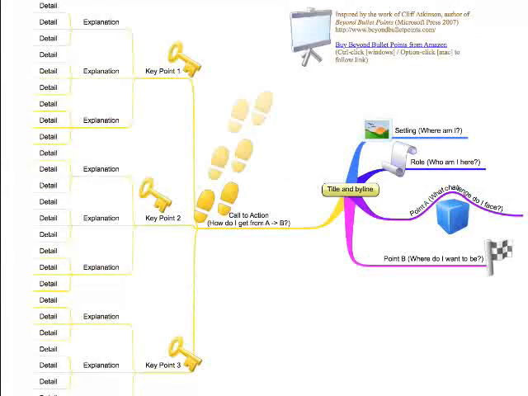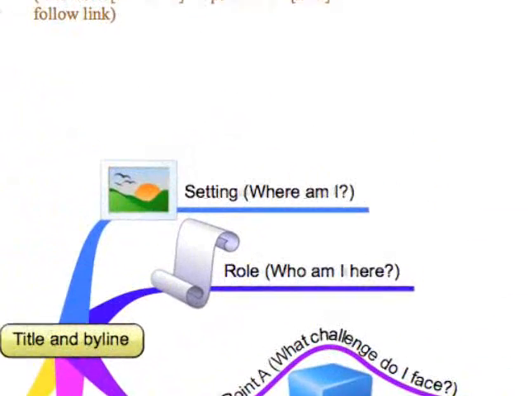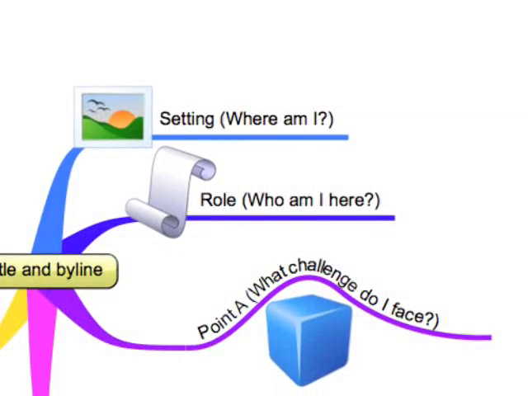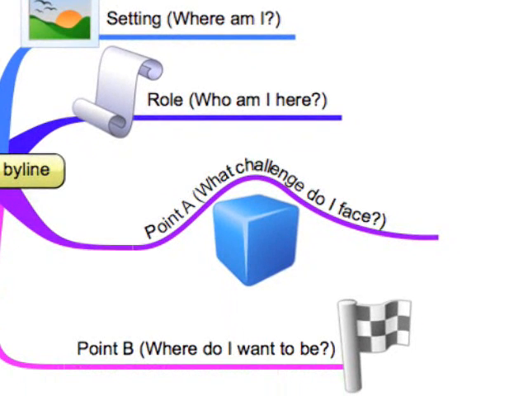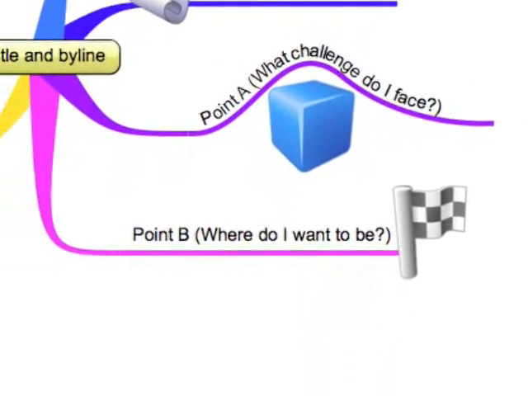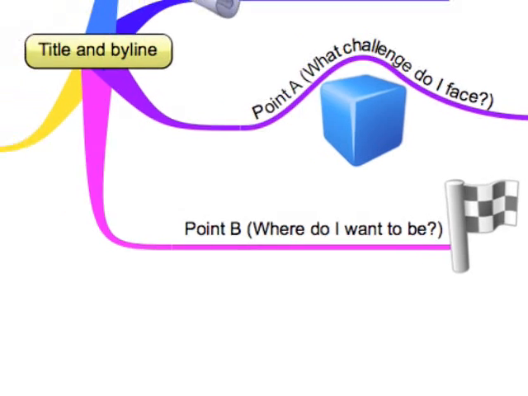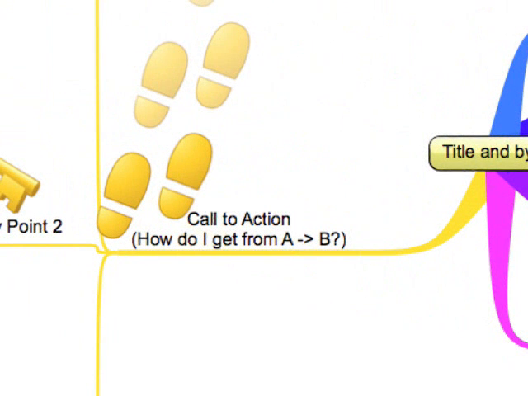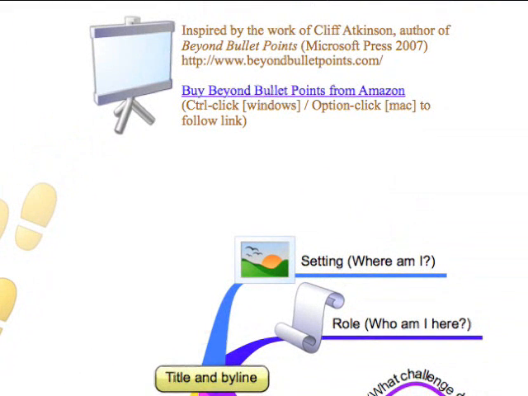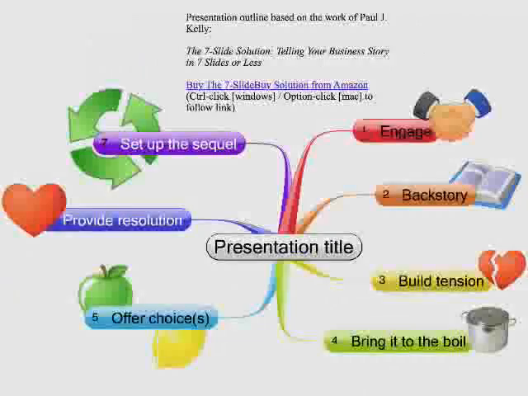Now you have a document which contains the framework for your presentation. And that framework here is the setting, where am I, the role, who am I here, point A, what challenge do I face, point B, where do I want to be, and the call to action, how do I get from point A to point B. You'll see that the template has a link to the book on Amazon.com if you want to buy it. So let's have a look at the other template.